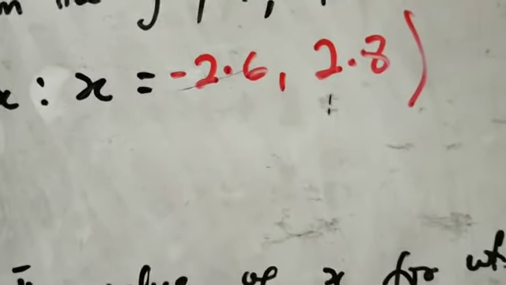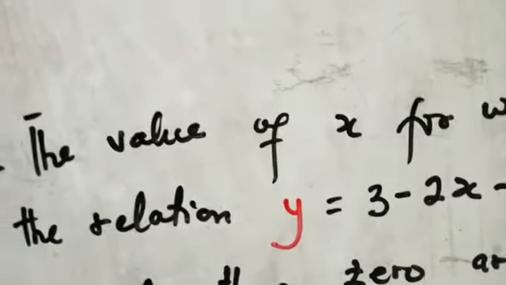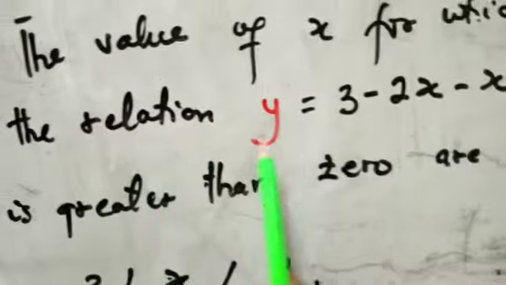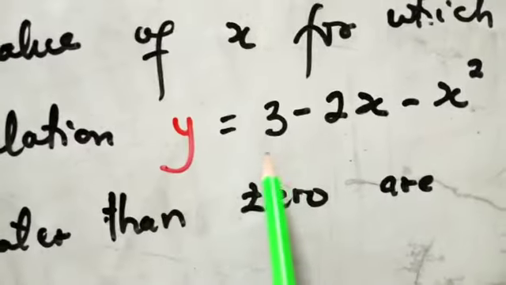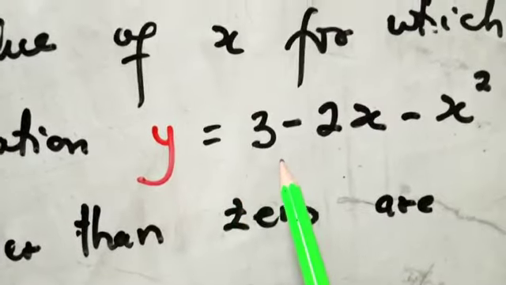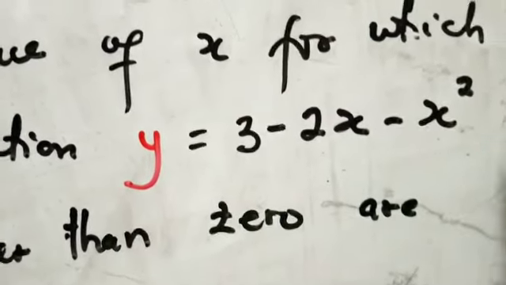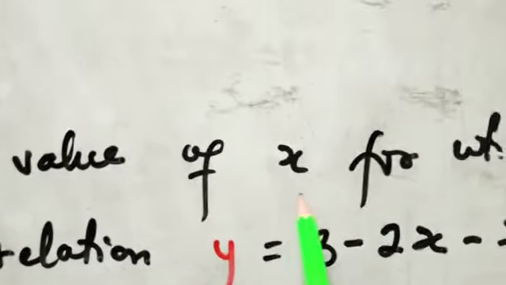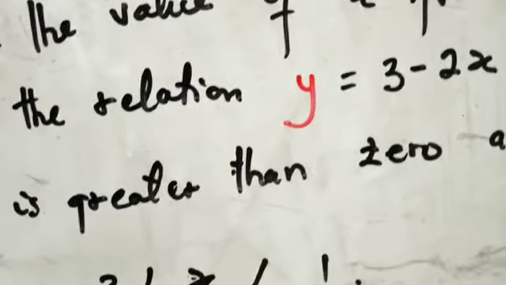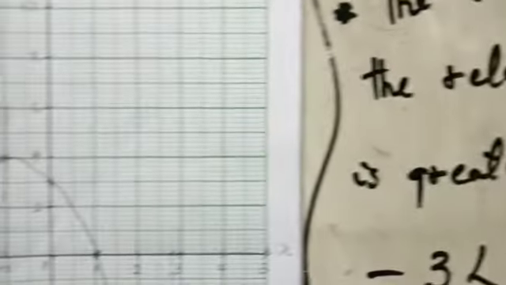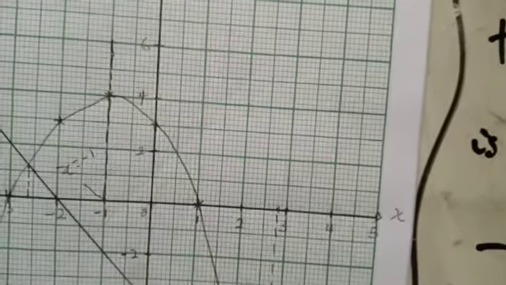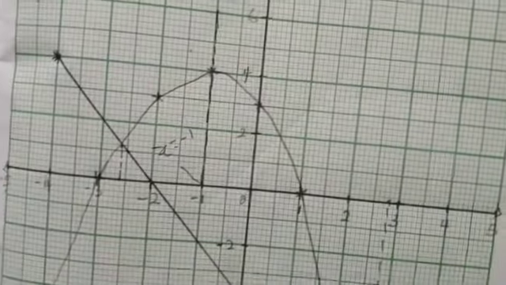Now the next one says you should find the values of s for which the relation, meaning this is the relation that we are having. Of course, this is what we have graphed so far, right? That is y equals 3 minus 2s minus s squared. And they say you should find the values of s for which this one is greater than 0. We are still using the graph. Just go to your graph and read which values of the y are greater than 0.